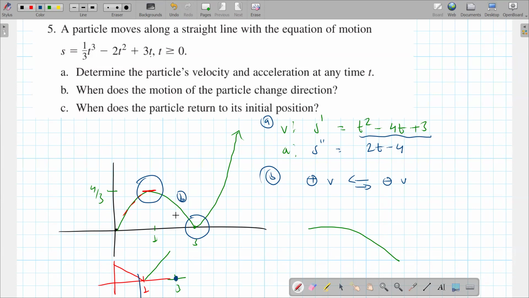C, when does the particle return to its initial position? Initial position means where it started. So what's the position value? What's the y value here? It's 0. So the y value there is 0. When is the y value 0 again, is what C is asking you. At what time is the y value 0? At 3. So the answer is at 3 seconds for this one.